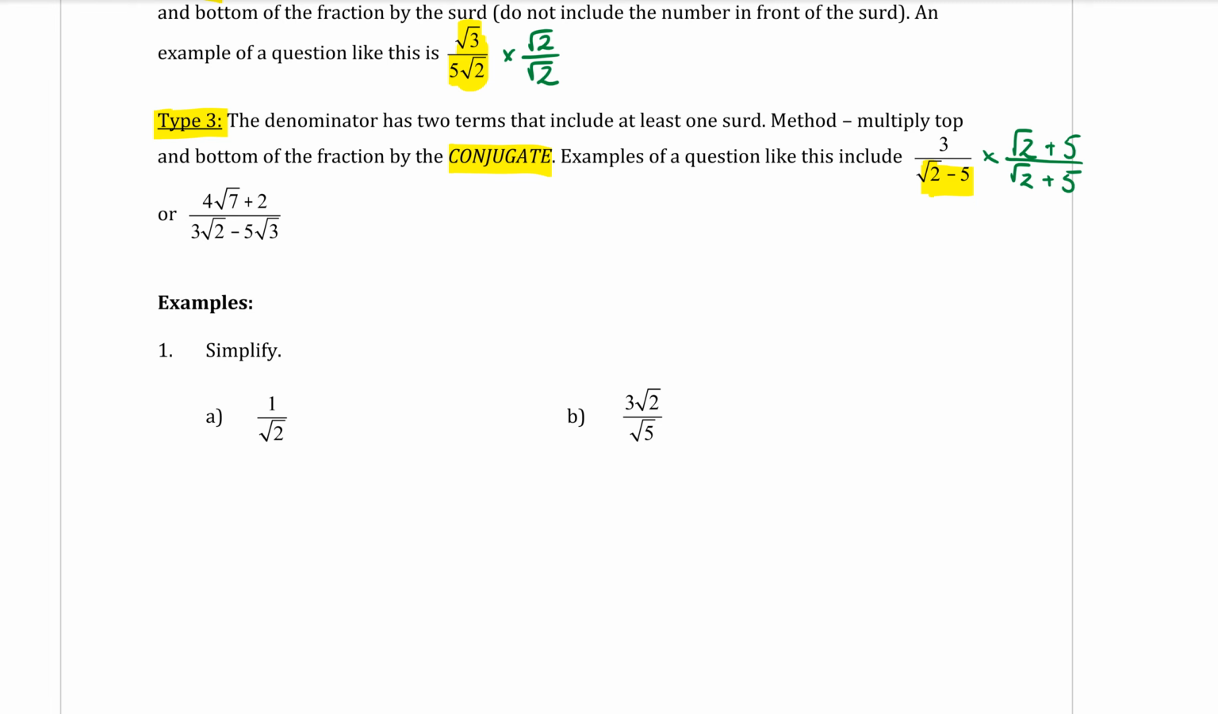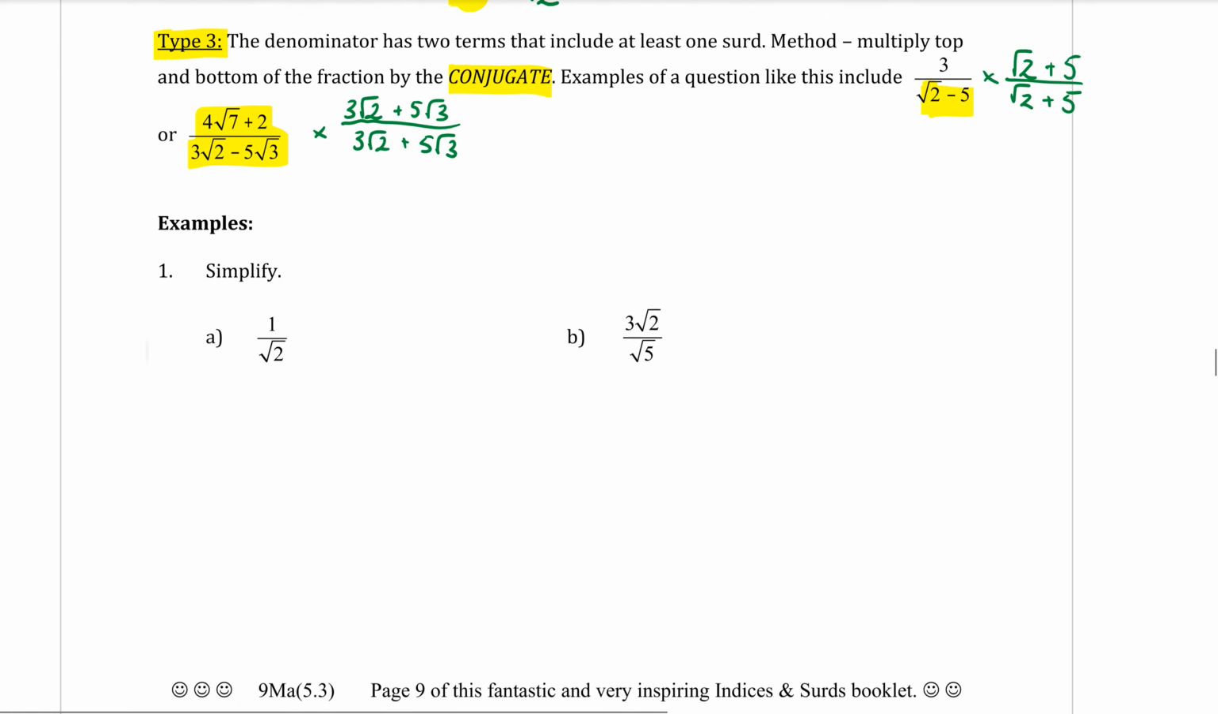Okay, there is another one here. It looks a little bit more involved. There's certainly a lot more numbers in there, but all we have to do is multiply by the conjugate, which is whatever's on the bottom. So 3 root 2, but I'm going to change it to plus 5 root 3 over the same thing.